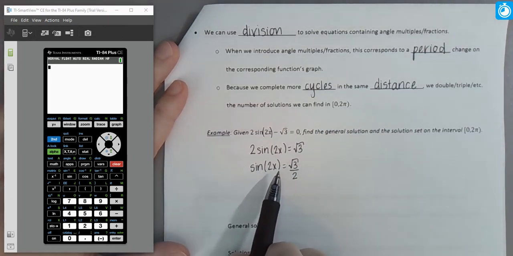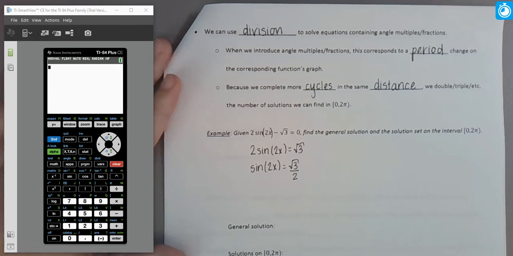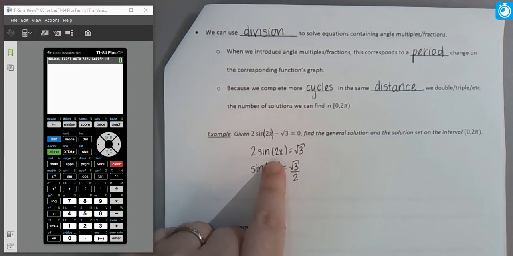Now, you cannot divide out the 2 inside the sine. That would be like taking something with 2x under the square root and then trying to divide that out. It doesn't work. It's inside the function, and so we have to think of this sine of 2x as the function as a whole. Now, for just a moment, I want to forget that there's a 2x here. It's just the sine of a number is equal to root 3 over 2.